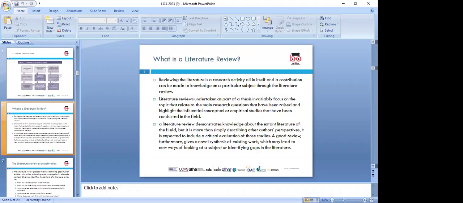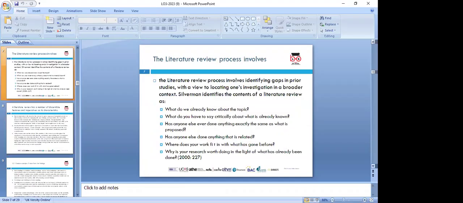So you find out the loopholes, you find out the gaps, and then you critique it. That becomes your project work or your thesis proposal. The literature review process involves identifying gaps in prior studies with a view to locating one's investigation in a broader context. Silverman identifies the content of a literature review as follows.